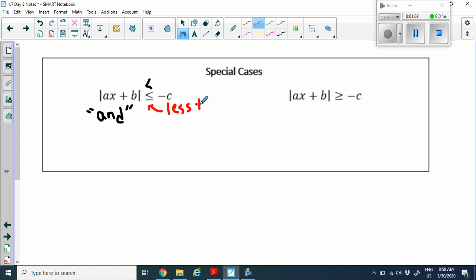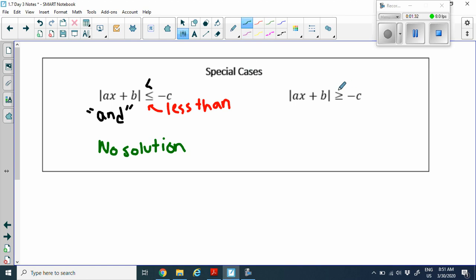So when we have the less than, or the less than or equal to inequality, and we have a negative C value, meaning that we have a negative number, what happens here is we get no solution. We're going to talk more in depth about why we get no solution. So just hold on, but for right now, just know that whenever we have the less than or an and problem with a negative value, it's always going to be no solution.